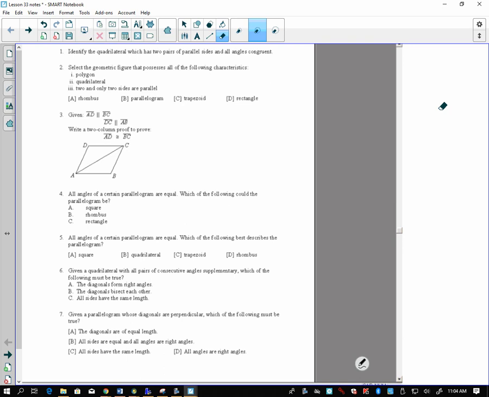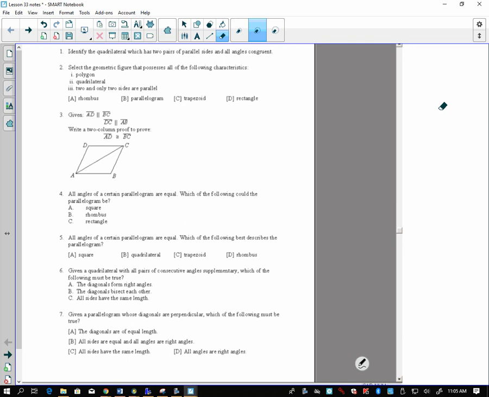All right, so identify the quadrilateral which has two pairs of parallel sides and all angles are congruent. The hint there is all angles being congruent would make that a rectangle, because a rhombus doesn't necessarily have all angles congruent. You could probably say a square, but a square is a rectangle. So we want to be more general and say rectangle.